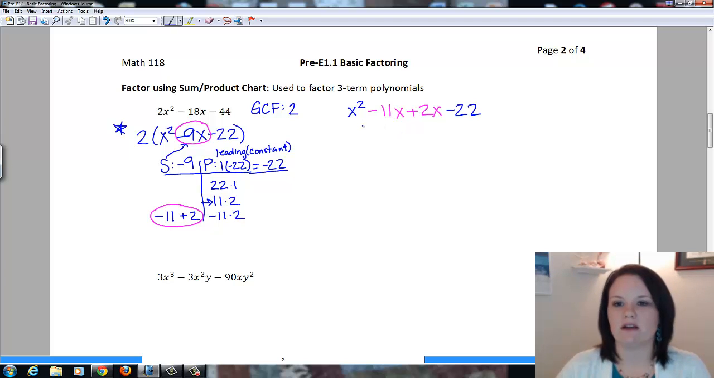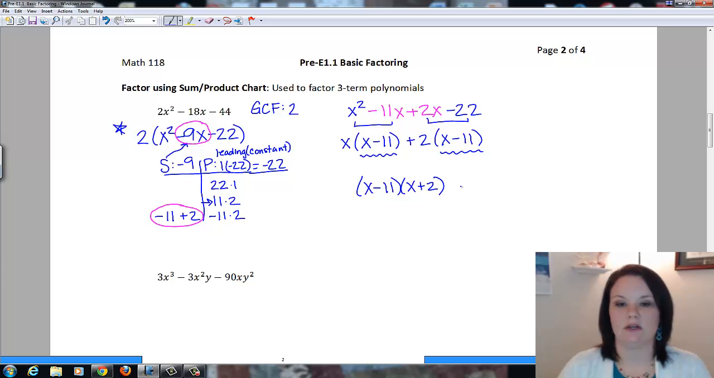We factor by grouping. So when I group the first two, what they have in common is an x. If I take out an x, I'll be left with x minus 11. Then I look at my second pairing. What they have in common is a 2. So I'm going to take out a positive 2, which leaves me with x minus 11. Okay, and then again I look for greatest common factor, which now I see that they have this quantity in common. So if I take out my x minus 11, I'm left with x plus 2. And then don't forget your greatest common factor that you started with. So this factors into 2 times x minus 11 times x plus 2.